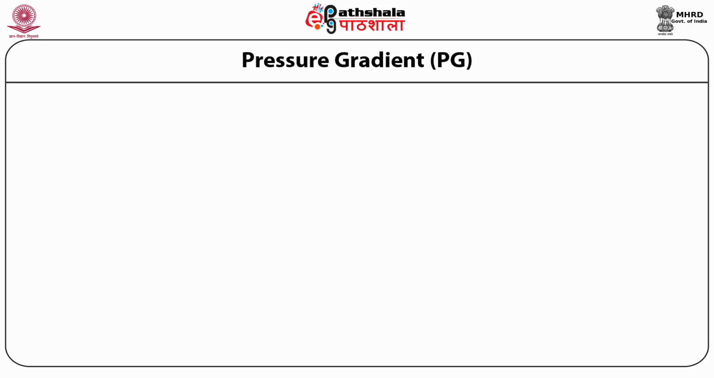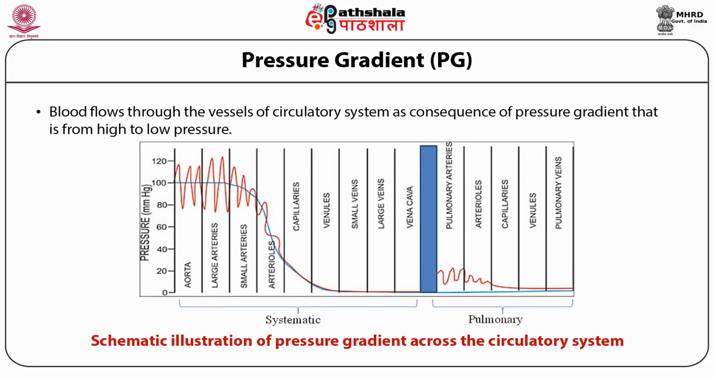Now let's see what pressure gradient is. The blood flows through the vessels of the circulatory system as a consequence of the pressure gradient, that is from the higher pressure to the lower pressure area. For instance, during systole, that is the contraction of the heart, the left ventricle has the highest pressure while the right atrium has the lowest pressure, which drives the blood to flow throughout the systemic circulation.